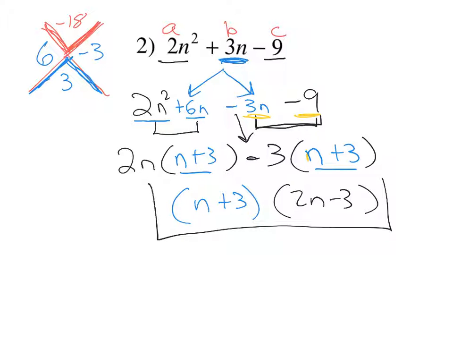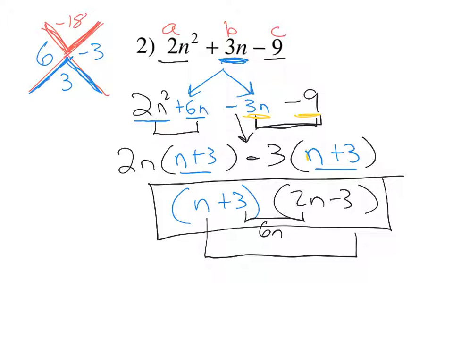So there are my factors. And again, don't forget from last time, the fastest way to check them, you multiply the inner, you get 6n. Multiply the outer, you get negative 3n. When you add those two, you get that 3n, which is exactly what we wanted. All right, so hopefully that made some sense there.